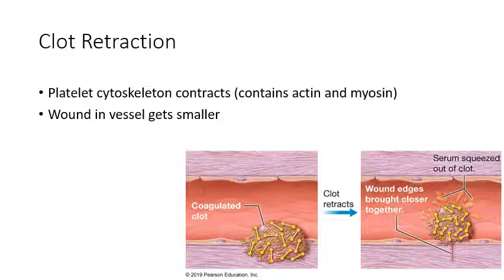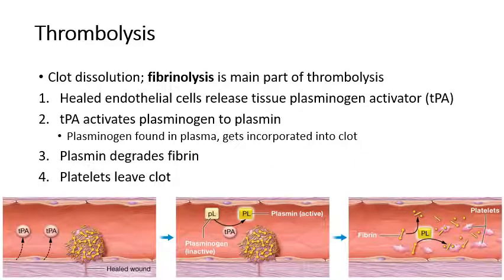And at that point, the tissue healing process is going to kick in, and you're going to start healing that damage in the vessel wall. After the damage has been healed, then you can do thrombolysis, which is the final step of hemostasis. In thrombolysis, what's basically happening is that the blood clot is being degraded, and you're just getting rid of it. The whole process of getting rid of the blood clot is called thrombolysis, but in order for that to happen, the most important thing that needs to happen is you need to degrade the fibrin.